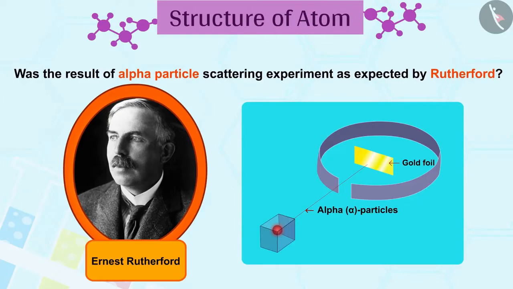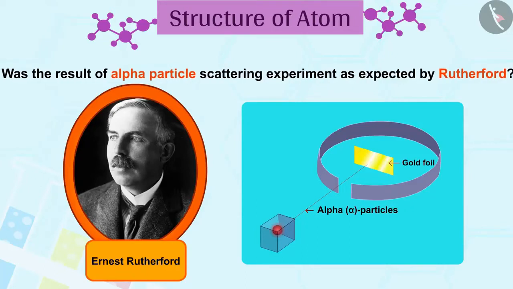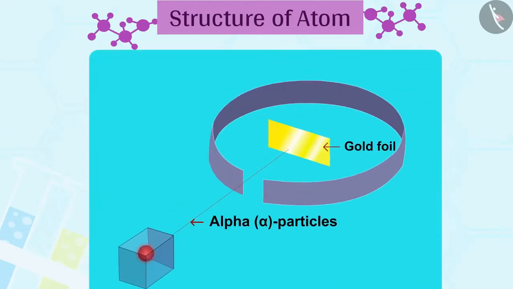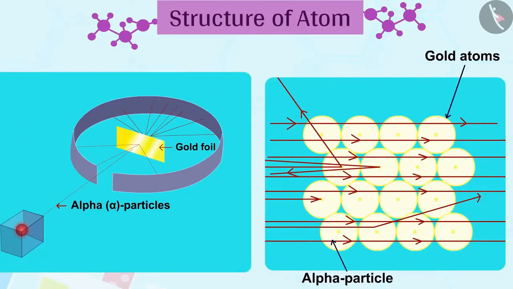Was the result of the alpha particle scattering experiment as expected by Rutherford? No. Rather, the alpha particle scattering experiment gave totally unexpected results. 1. Most of the fast-moving alpha particles passed straight through the gold foil. 2. Some of the alpha particles were deflected by the foil by small angles. 3. Surprisingly, 1 out of every 12,000 particles appeared to rebound.